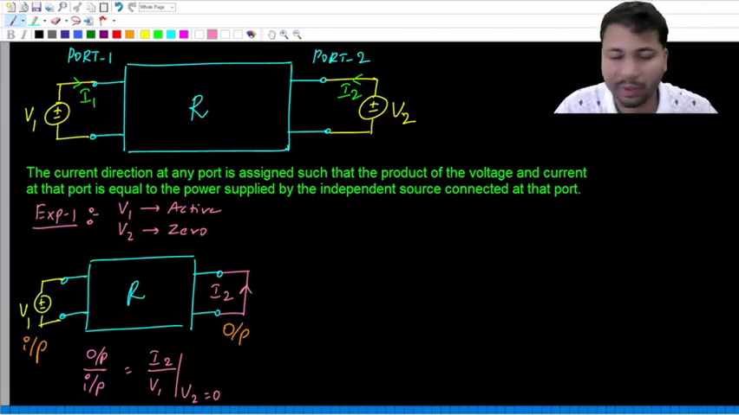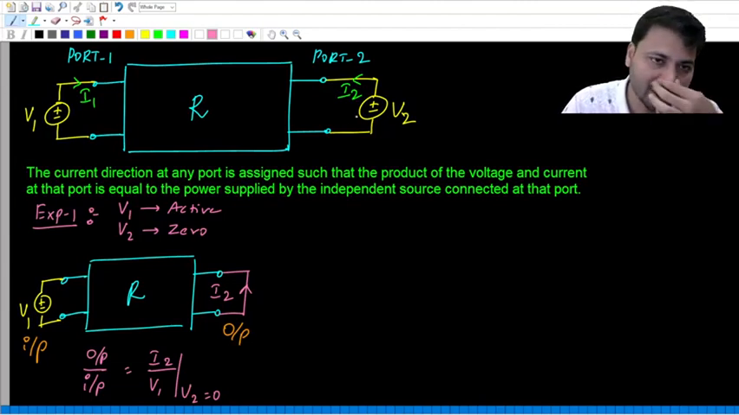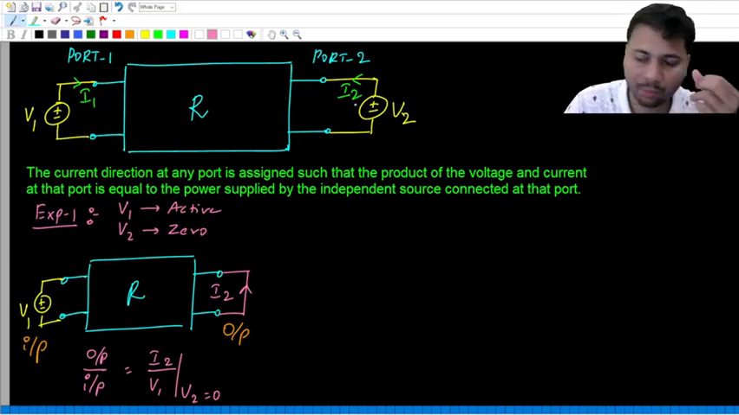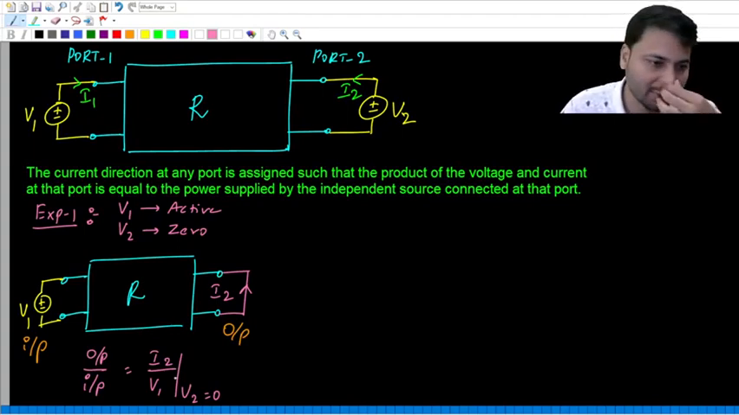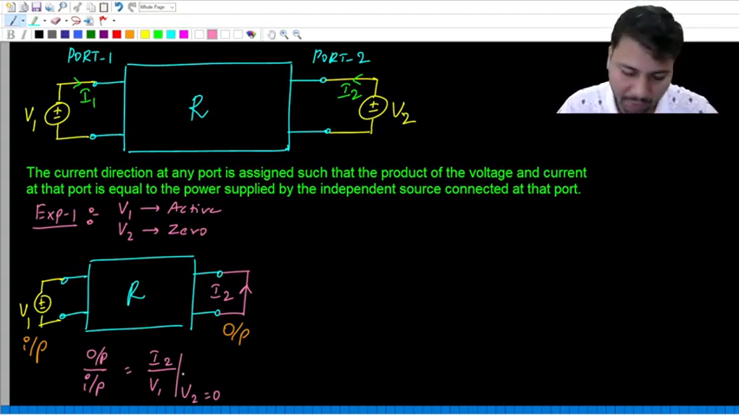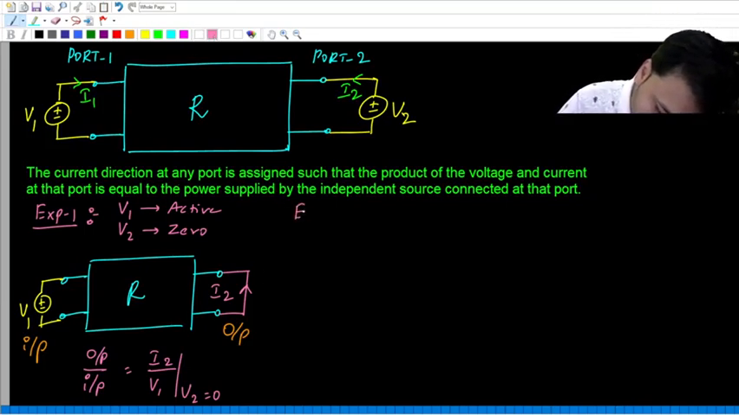So this is how you perform the first experiment. It is very simple. You take the original circuit, you make the voltage source V2 0, then you get a short circuit. You can measure the current in that short circuit. That current in the short circuit is the output, and whatever voltage is applied at the other side is the input. And we simply find the ratio of output to input in the first experiment.